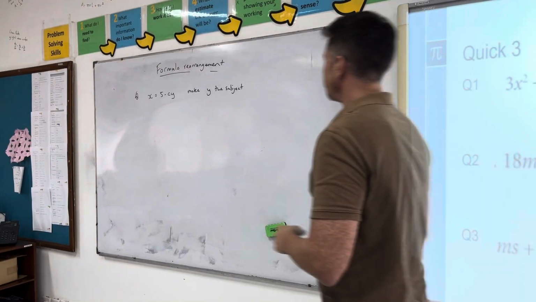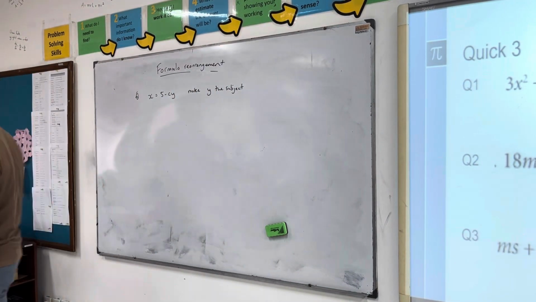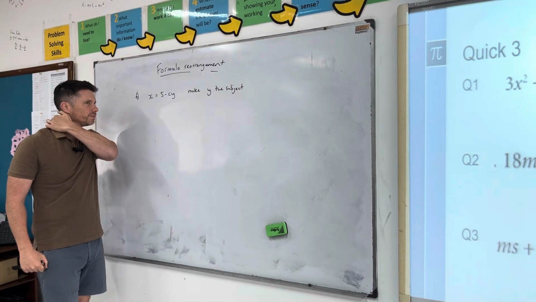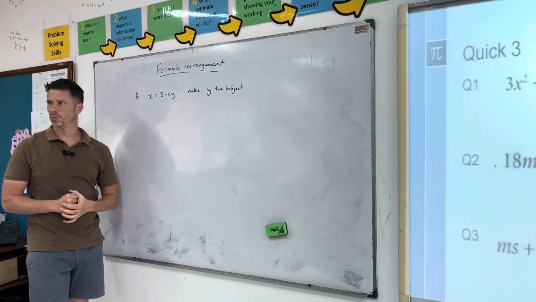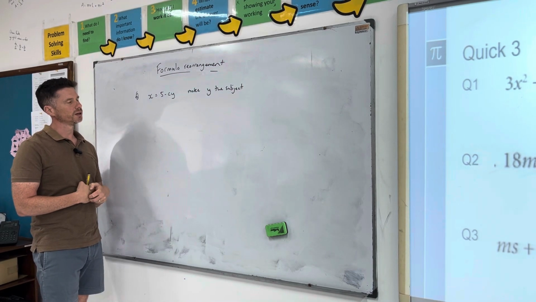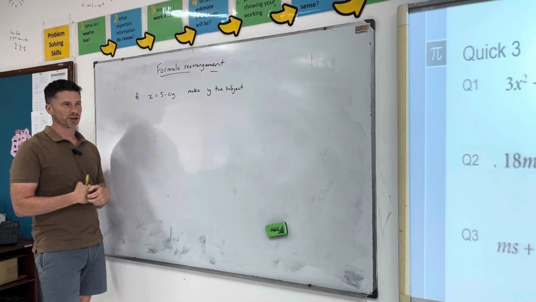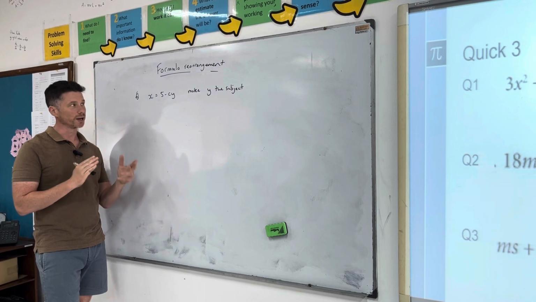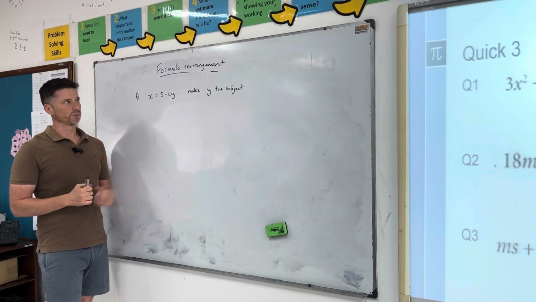All right, we're dealing with formula rearrangement. That is where there's less numbers, I suppose, and we're dealing with more variables in a sentence or equation. We're trying to solve it, but we won't get a final numerical answer. We're just trying to rearrange it. So this one asks for y to be the subject.